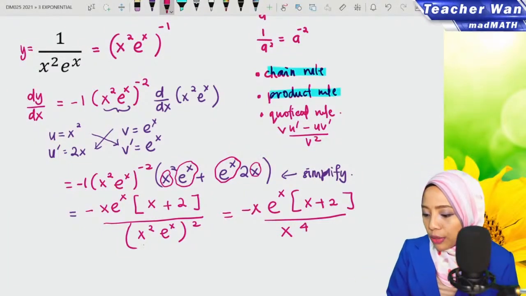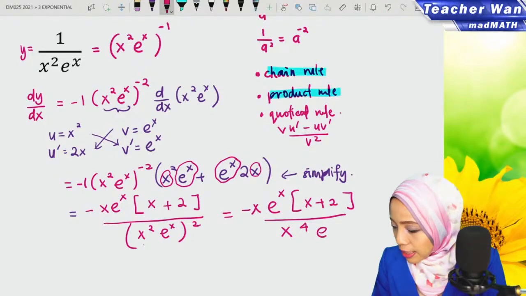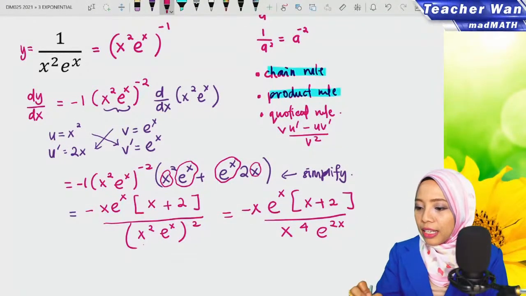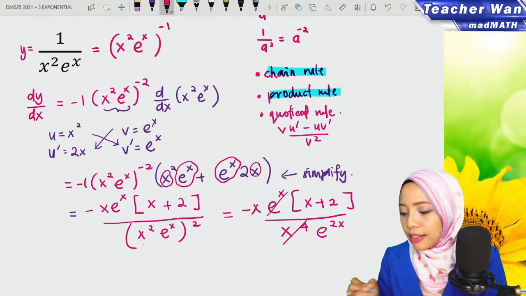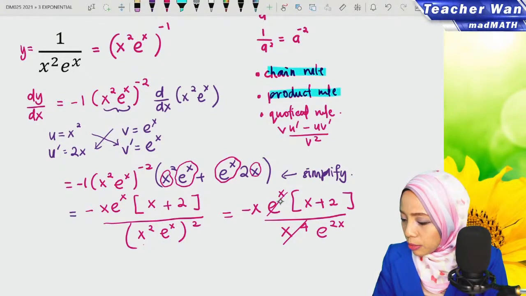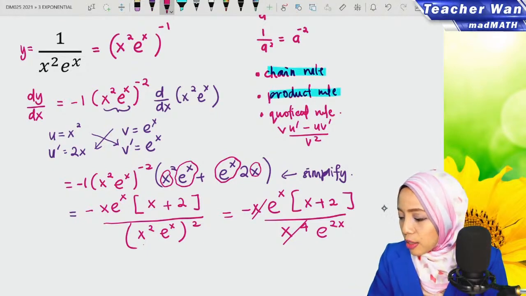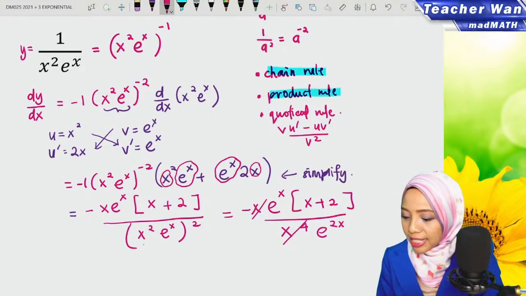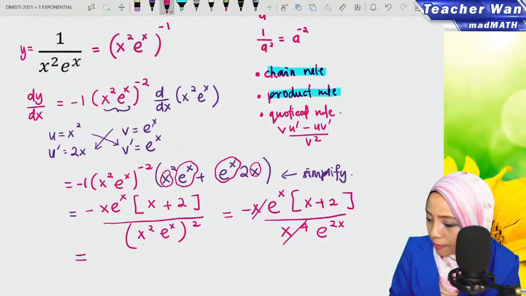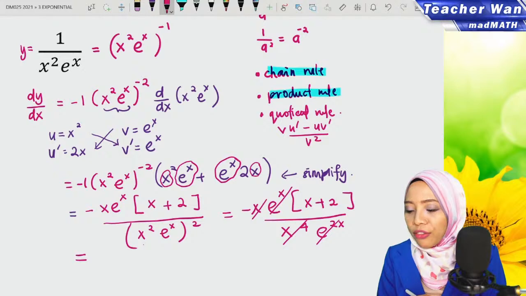When you square, we get x to the power of 4, and then this one, exponent 2x. So this cancels with this. Sorry, it does not cancel with this, it is this one, x. So x to the power 4 minus 1, the remaining is x cubed. And this one cancels with this, remaining e to the power of x.